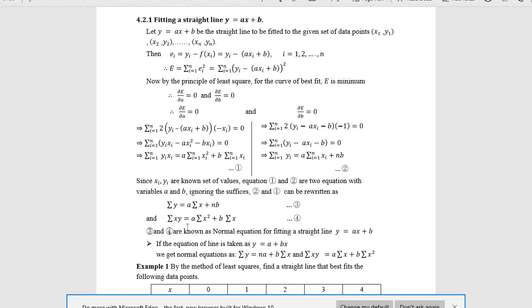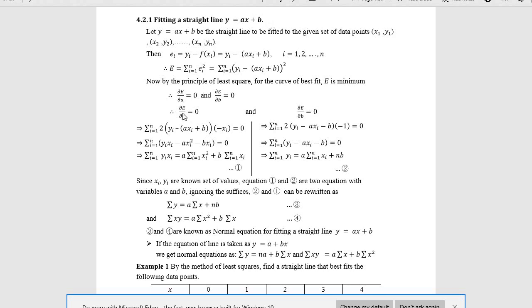Similarly, with respect to a, we differentiate. That is sigma xi yi is equal to a sigma xi square plus b sigma xi, i is equal to 1 to n. Here the notation xy is written, but actually xi yi will be there. No problem. 3 and 4 are called the normal equations of the given curve y is equal to ax plus b.